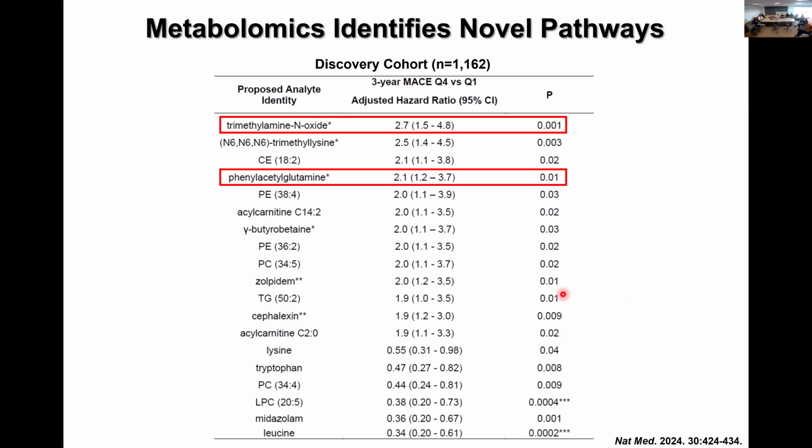The best known of these is probably trimethylamine N-oxide. Maybe you guys have heard of this. It's derived from gut microbiome-mediated metabolism of dietary choline and carnitine. It is associated with increased risk. It affects it through multiple different pathways, maybe reverse cholesterol transport, inflammation, vascular wall effects, et cetera.